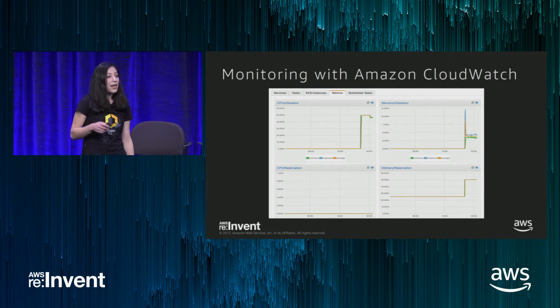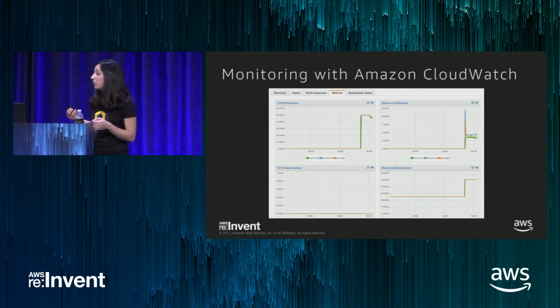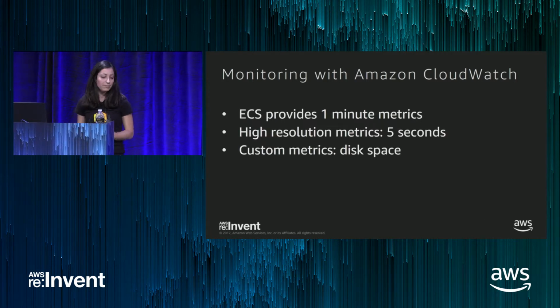And if you go into the CloudWatch console, you can actually see more metrics, and you can overlay them and graph them differently, or you can zoom into your graphs. So you just have more ways to look at your metrics and figure out what's happening with your service.